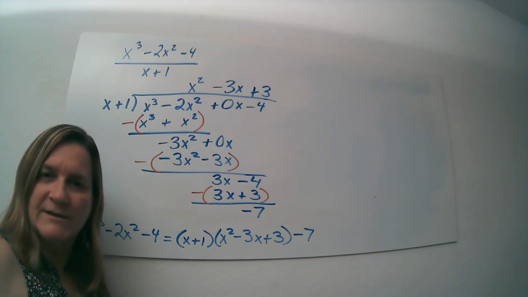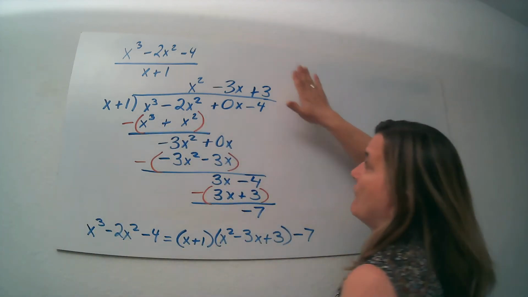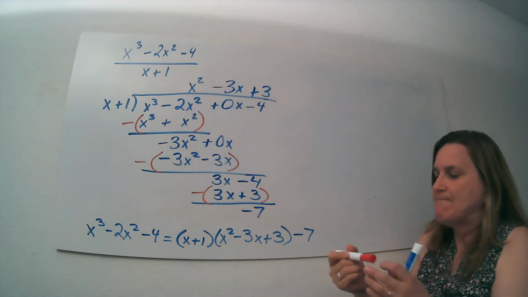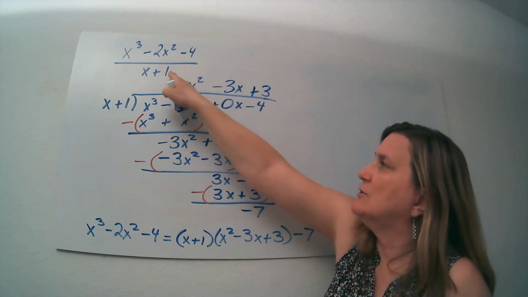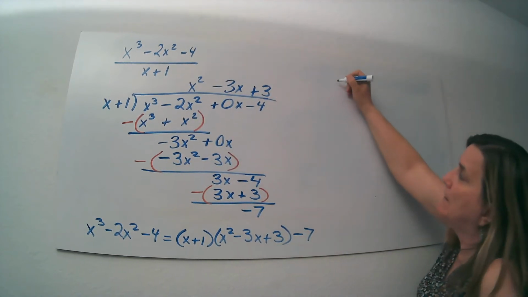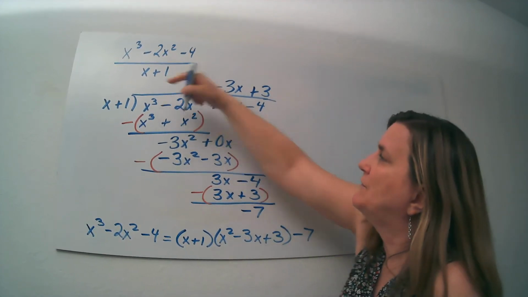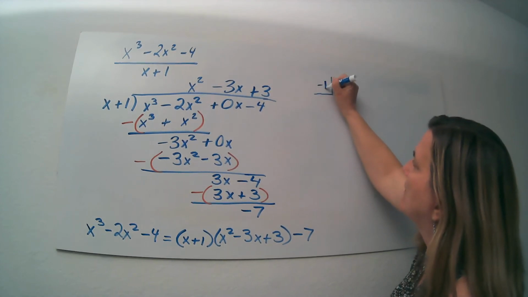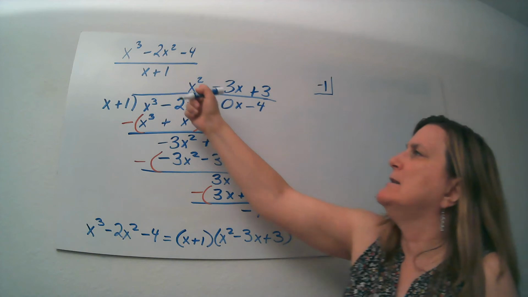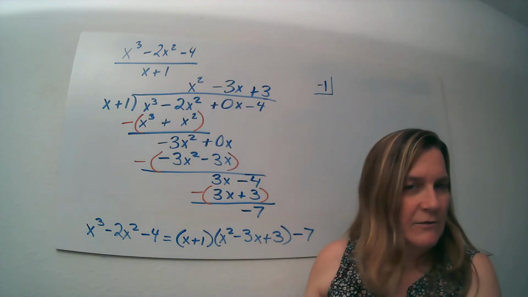So here's how it works. I'm going to come over, we're going to do the same problem again. For the denominator, that divisor, I'm going to put the number that would make it equal to 0 in a box right here. So I would put -1 right there. It's the number that would make the denominator 0.